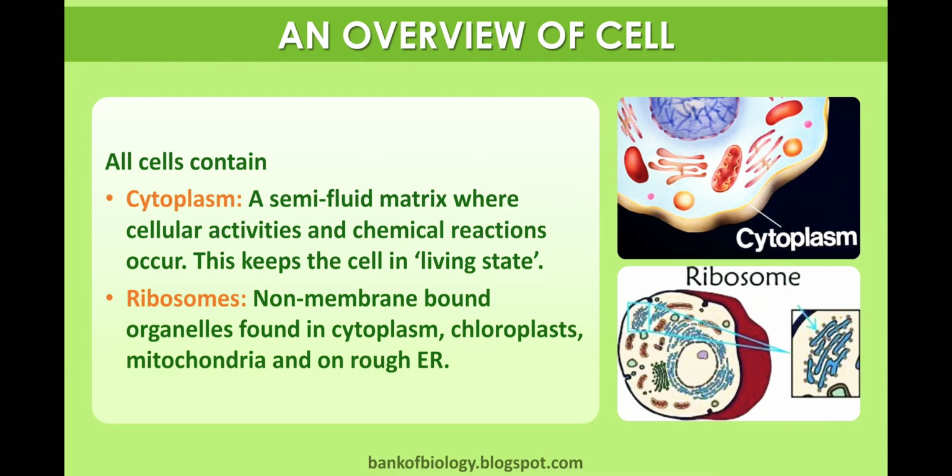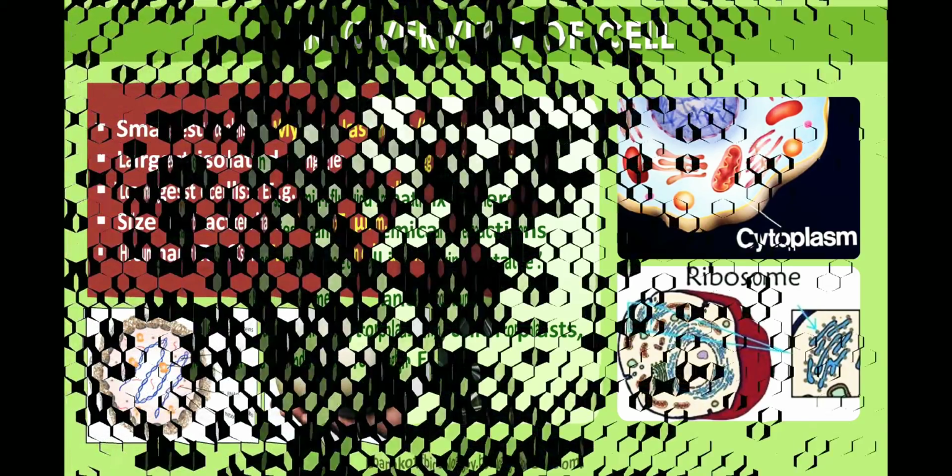Ribosomes. What is a ribosome? It is a non-membrane bound organelle found in the cytoplasm, chloroplast, mitochondria, and on the rough ER, meaning endoplasmic reticulum. And this is the structure of the ribosome and the cytoplasm, and how they are found in the cell.